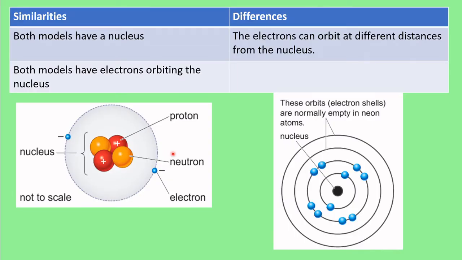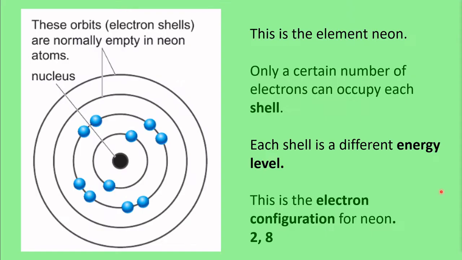So, similarities and differences between the nuclear model, Rutherford's model, and Bohr's model. Well, the similarities: both models have a nucleus, and both models have electrons orbiting the nucleus. However, in the Bohr model, those electrons are able to orbit at different distances away from the nucleus, whereas in Rutherford's model, the electrons were fixed in one particular orbit distance.